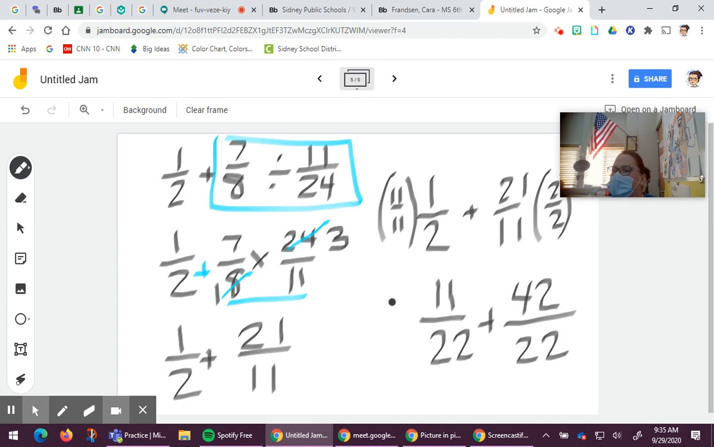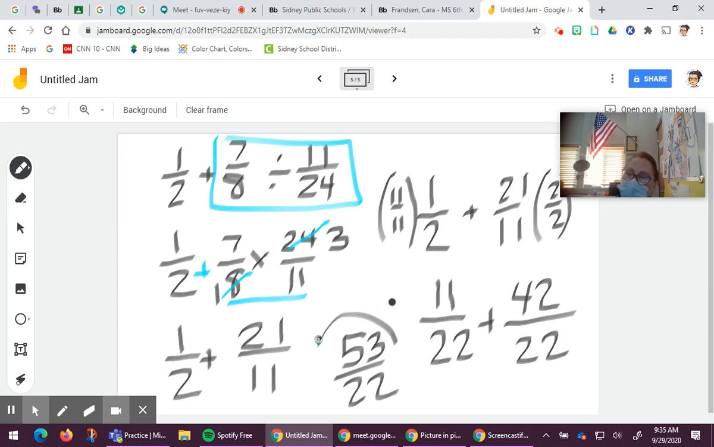Now how much do I have? 11 and 42 make? 53. Okay, so 53 22nds. That means my answer is 53 over 22. But that's not in the answer box next to it. Why not? Everybody? If you haven't put it in the simplest form. Right, it's not in its simplest form.